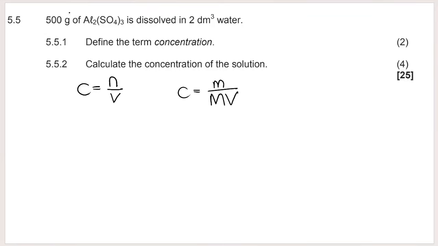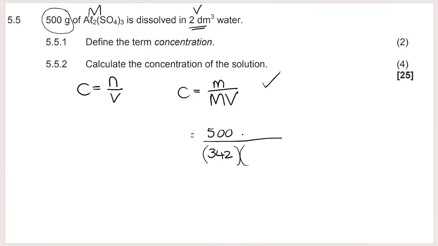Now, because they're giving us the mass and we know the molar mass and we know the volume, I'm going to use this formula over here. So mass is 500 grams. We don't convert that to anything. It must be in grams. Our molar mass we worked out earlier, it's 342 grams per mole. And our volume must be in cubic decimeters, which it is. So that's 2. And we get 0.73 moles per cubic decimeter.